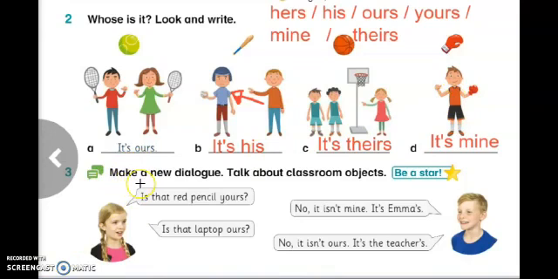Now move to the third activity. Make a new dialogue. Talk about classroom objects. For example, is that red pencil yours? هل ذاك القلم هو لك؟ No, it isn't mine. It's Emma's. Here also we use possessive s الملكية. Is that laptop ours? No, it isn't ours. It's the teacher's.